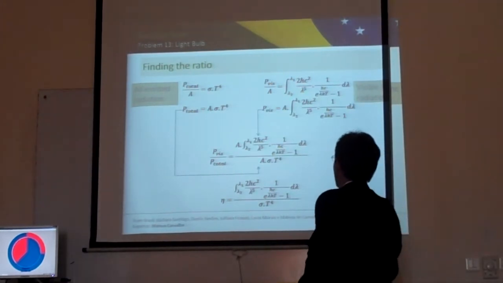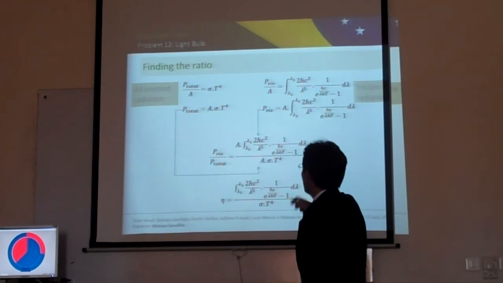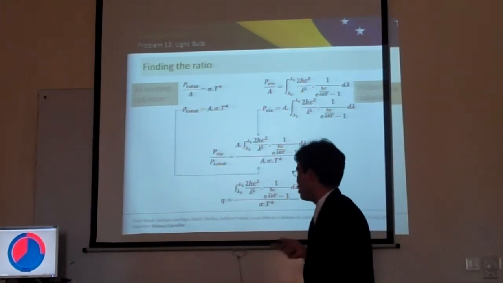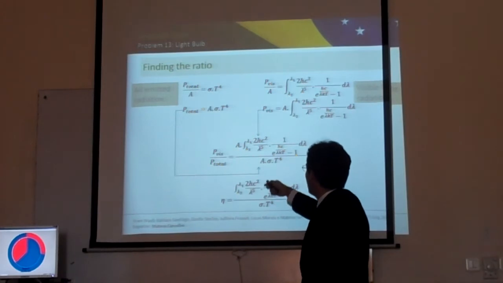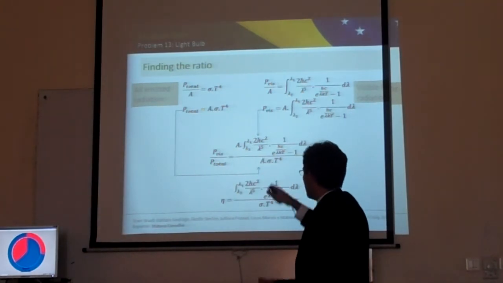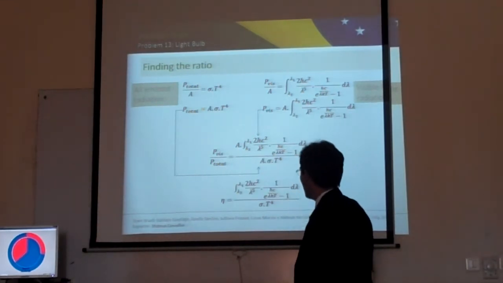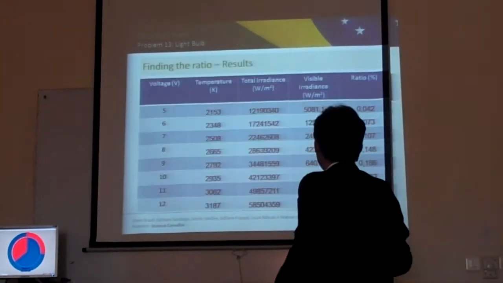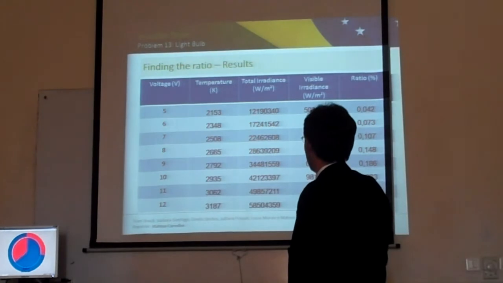So here you can see that it depends on the area of the filament. It's very hard to calculate, but when we make the division, the area cancels. So you have the proportion. You can find the proportion. So here you have our results.